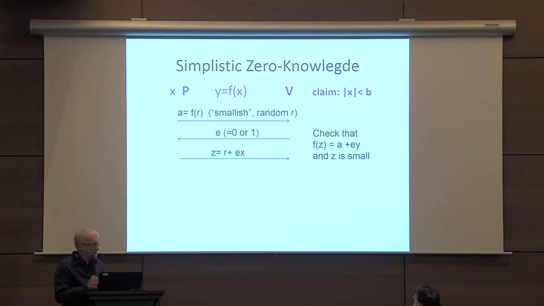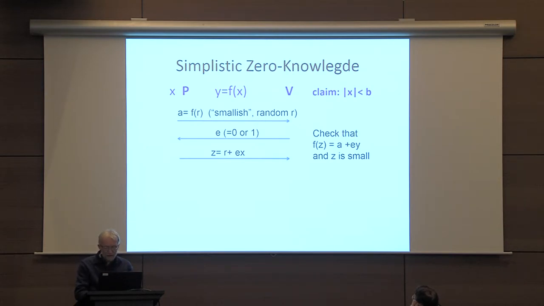If you apply f on both sides of that equation, you get f of z equals f of r, which is a, plus e times f of x, which is y, and so that's an equation that the verifier can check. And then, in addition, because smallish r plus perhaps small x is still smallish, quote unquote, the verifier can check that z is actually a small value, whatever that means precisely.